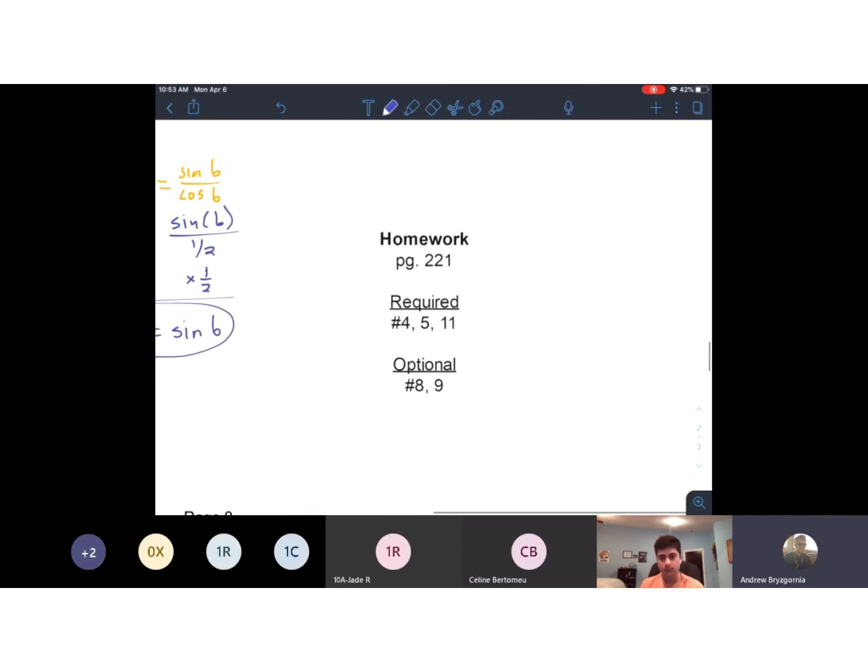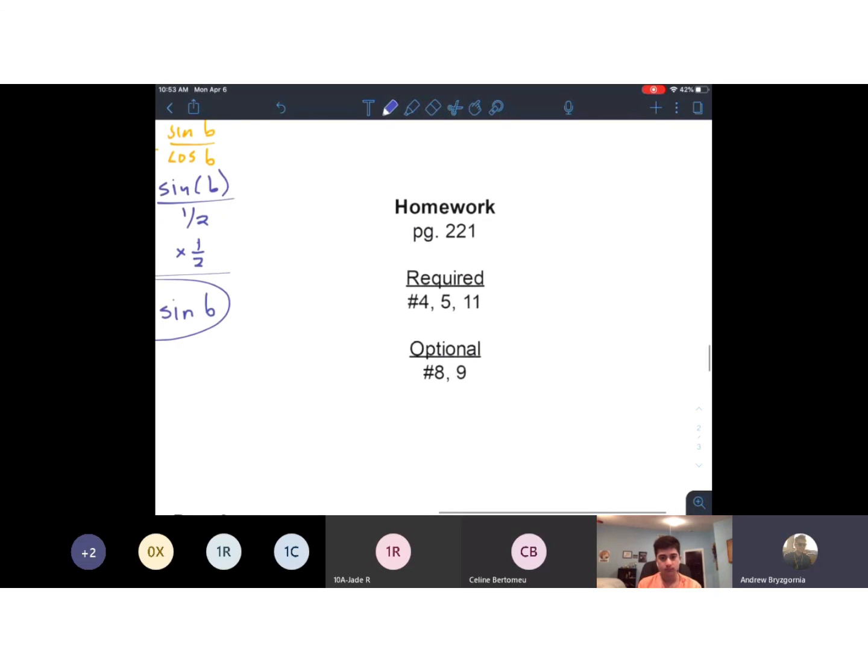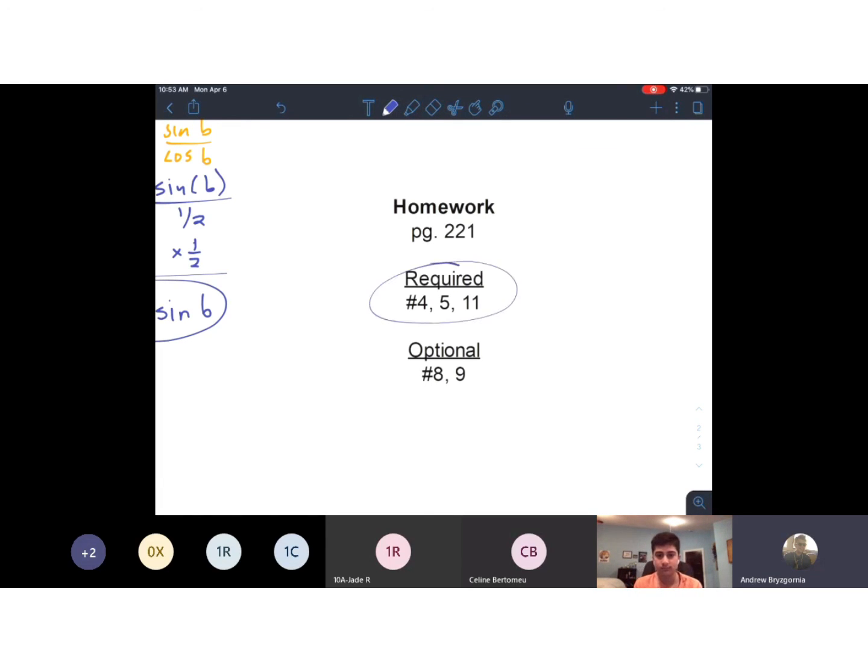So the assignment here, like usual, I did put together a full set, but I am telling you that you can skip some of them. This time I remembered to put in the notes. Just 4, 5, and 11 are the ones that I think are enough to know everything that we're doing. 8 and 9 are just extra stuff if you want.